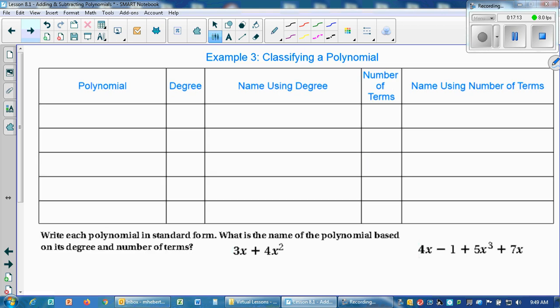We're going to move on to example number 3, which is classifying a polynomial. So for this component, you want to make sure you take time to pause your video, create your chart, because we're going to fill this in with lots of good stuff that you're going to use throughout the entire chapter. So you'll want to have this kept handy with you. So go ahead and pause, and when you're ready, hit resume, and you can pick up where I'm leaving off.